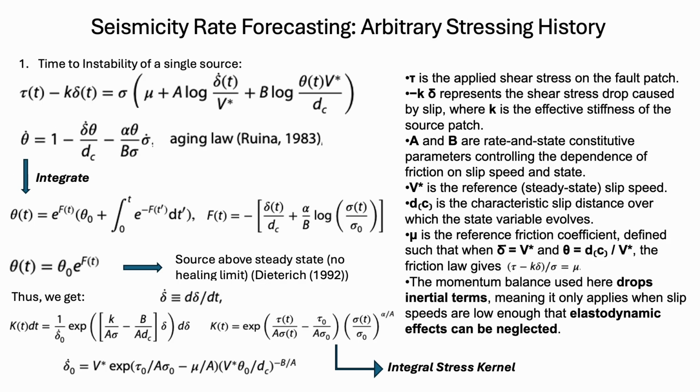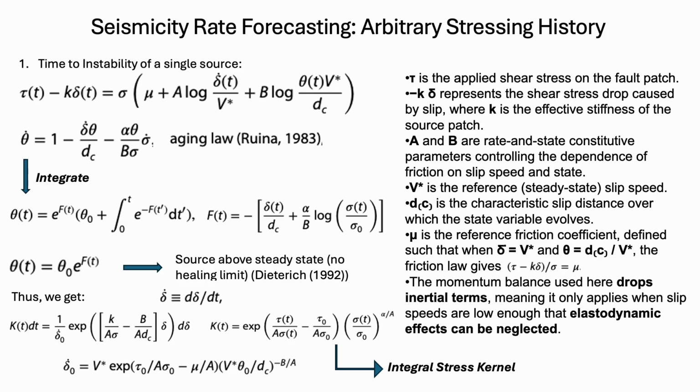So they use the rate and state formulation and do a momentum balance, as over here you can see the shear stress, which is time varying, minus the stiffness of the system times the slip, is equal to the rate and state formulation over here. And then you have your aging law by Dieterich. So they integrate the aging law and they come up with this integral formulation over here for theta t, wherein theta t is shown by this equation over here, and wherein this f t is this function over here.